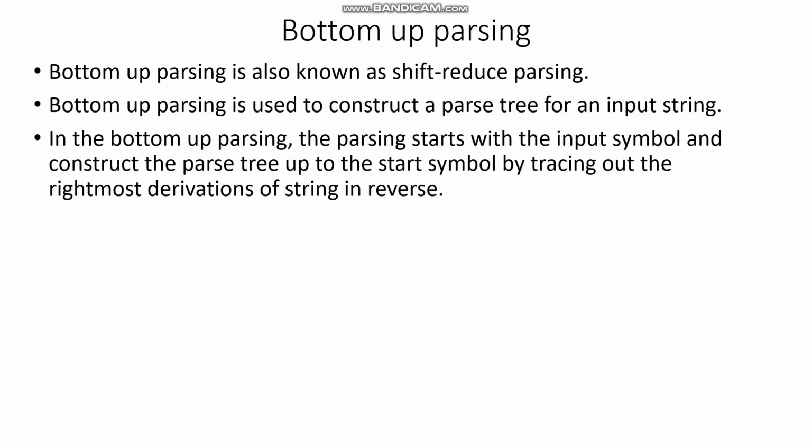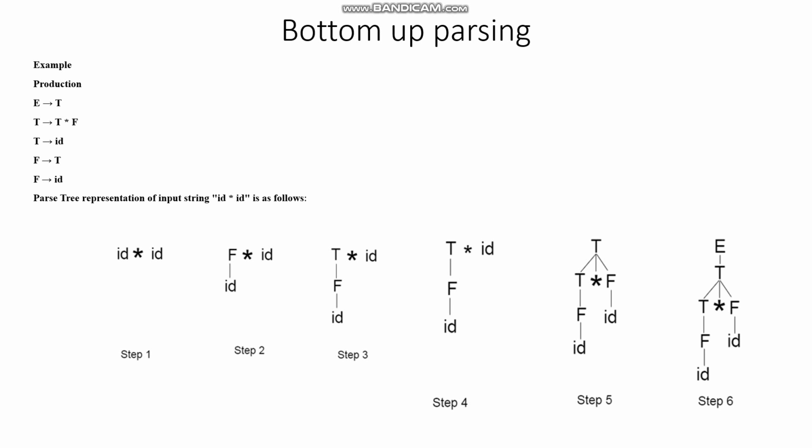Shift reduce parsing tries to build a parse tree for an input symbol string, beginning at the leaves and working up towards the root. At each step of reduction, the right side of a production which matches the substring is reduced by the left side symbol of the production, and if the substring is correctly chosen at each step, a rightmost derivation is traced out in reverse. We will see one example for this.